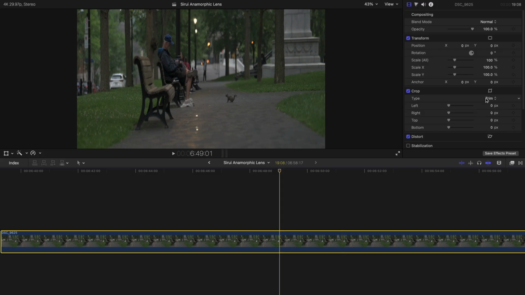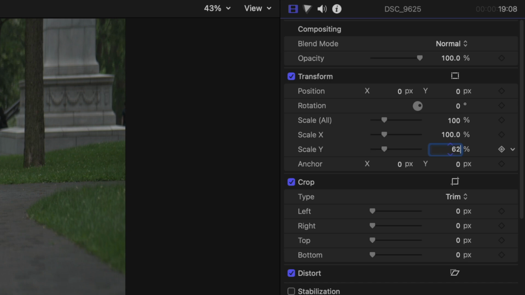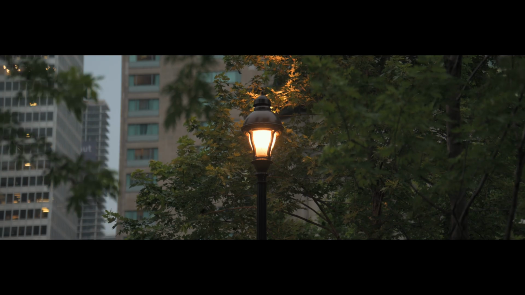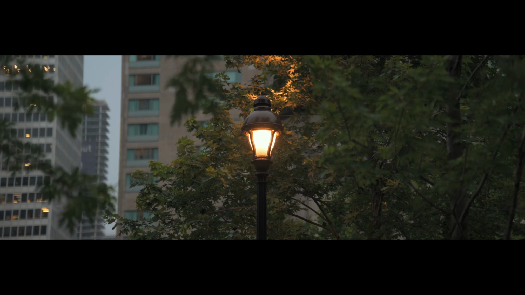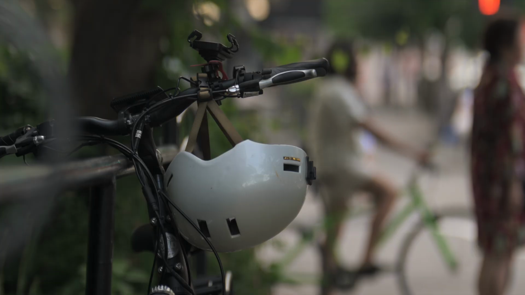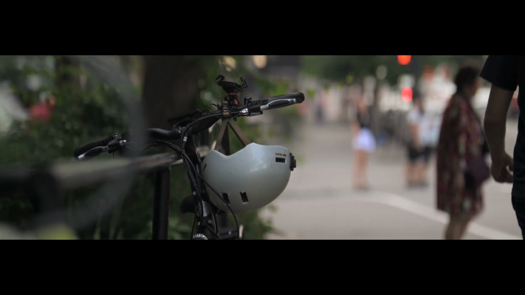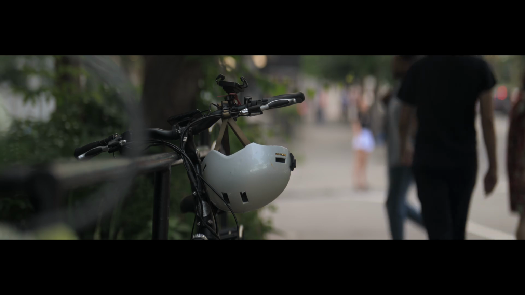How do you de-squeeze it? Basically, change the Y scale depending on the squeeze ratio. You get more horizontal field of view compared to your spherical lens at the same focal length. Meaning, you're shooting at 150mm, but the horizontal field of view is equivalent to about 94mm.